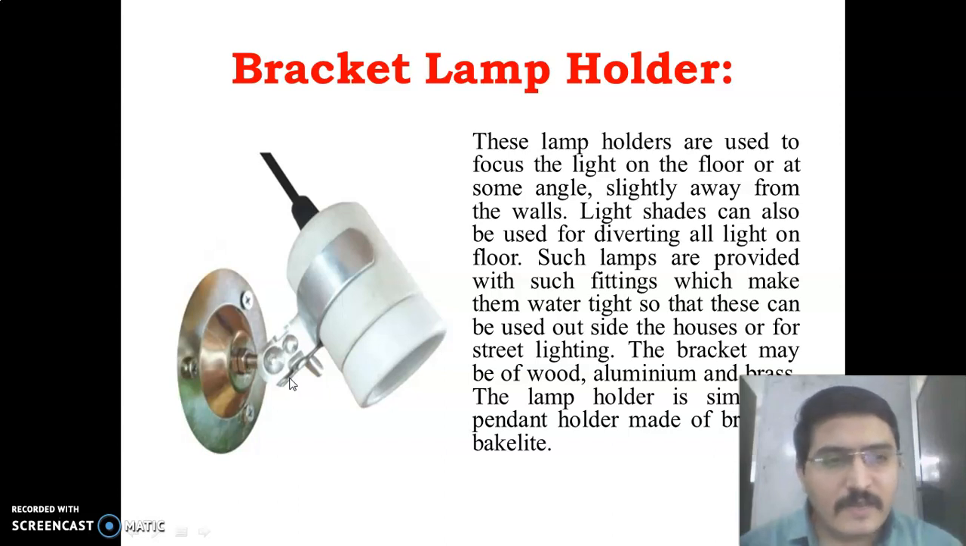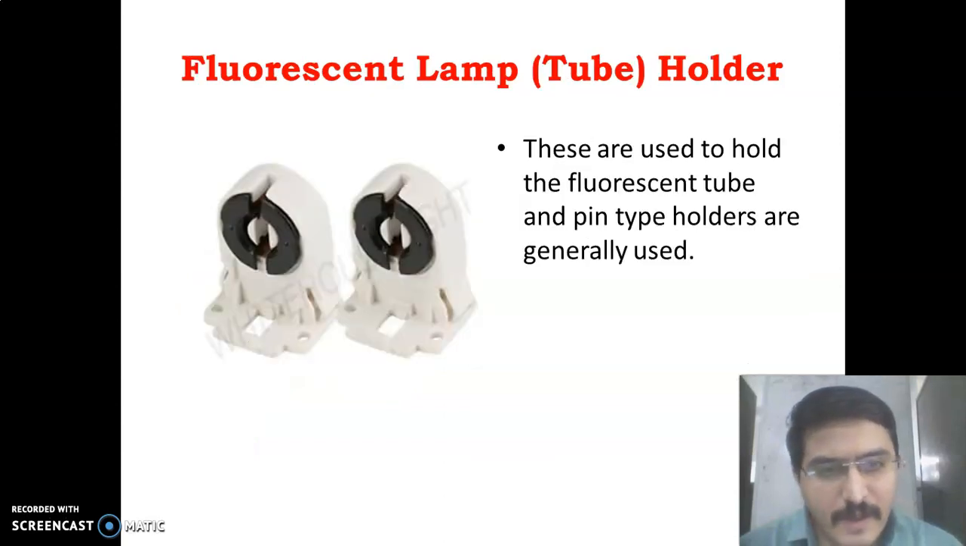Light shades can also be used for diverting all light toward the floor. Such lamps are provided with fittings which make them watertight, so that they can be used outside of the house or for street light purposes. The bracket may be wood, aluminum or brass type. The lamp holder is simply a pendant holder made of brass or bakelite.